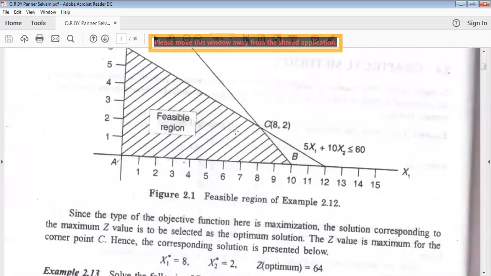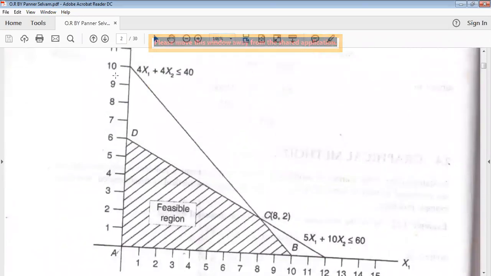You go to this particular problem. The line 4x1 + 4x2: if x1 is equal to 0, x2 is equal to 10. If x2 is equal to 0, x1 is automatically 10. So 10 is marked on this x line. You see horizontally, this is x1, and x2 is the y coordinate, which is also marked. Therefore, this is the 10, 10 line, 4x1 + 4x2 ≤ 40. This line corresponds to the second constraint.